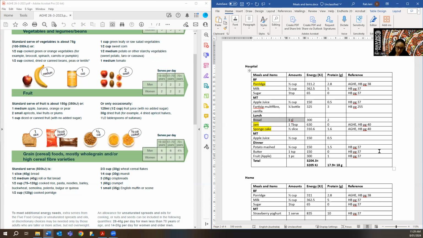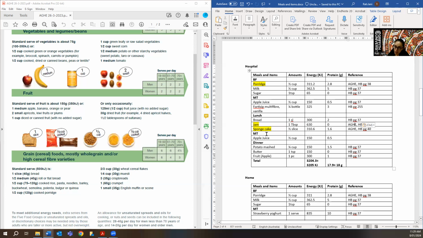Okay, one slice. So one slice gives me 300 kilojoules, 2 grams of protein. Okay, all of this is from my quick ready reckoner, which is this one. For this edition, it is page 37. Then you have jam. Is jam present in my quick ready reckoner?